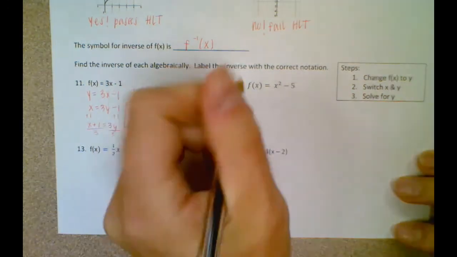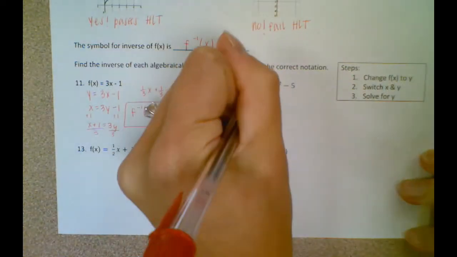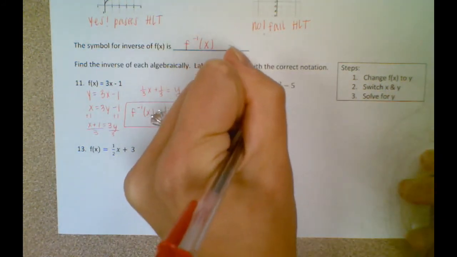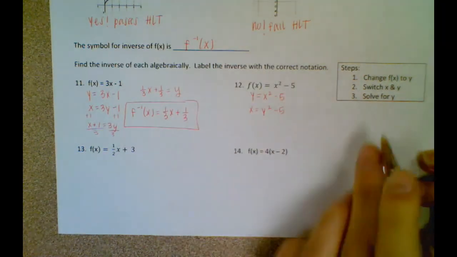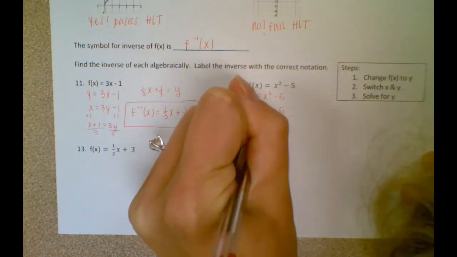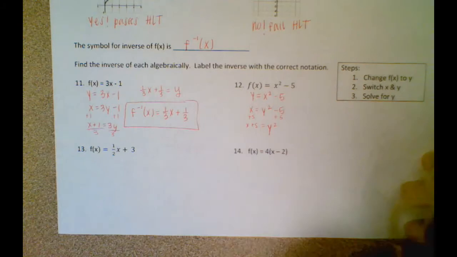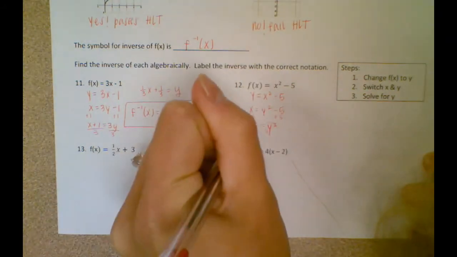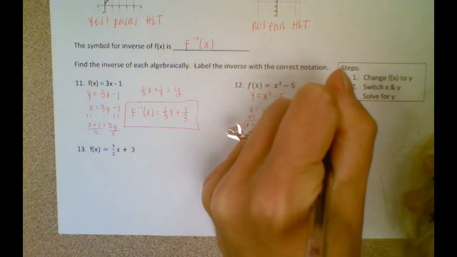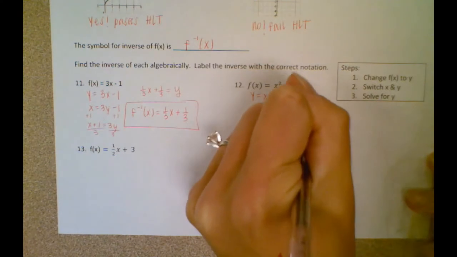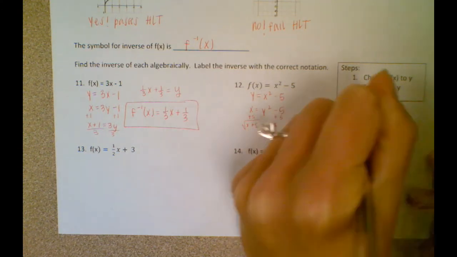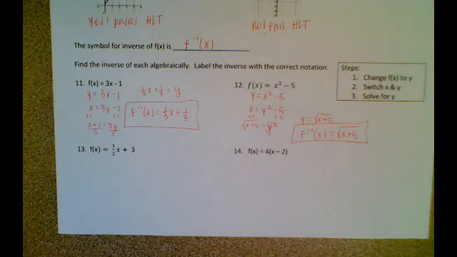All right, number 12. Change f of x to y. Switch x and y. Solve for y. I'm going to add 5 to both sides. So x plus 5 equals y squared. To get y by itself, I'm going to take the square root to cancel out that 2. So I get y equals square root of x plus 5, but we want to use good notation. So f to the negative first of x equals the square root of x plus 5.